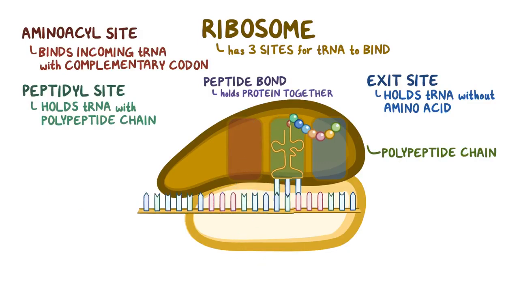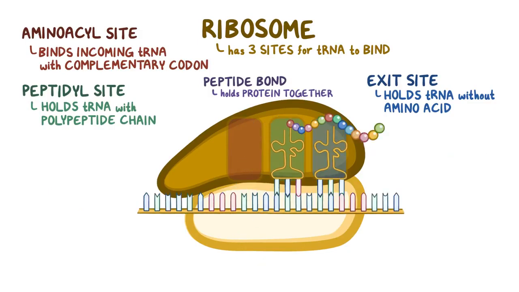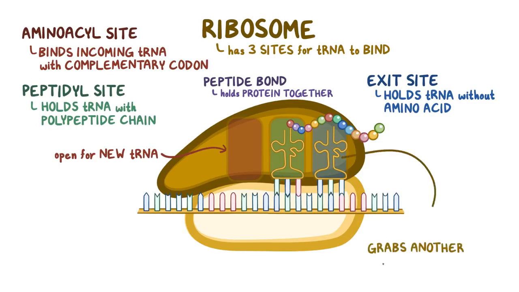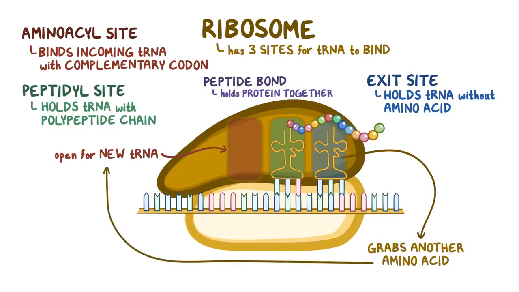After that, everything moves by one site. The now empty tRNA in the P site moves to the E site. The tRNA with the polypeptide chain moves from the A site to the P site. The A site becomes open for a new tRNA to bring another amino acid. Finally, the tRNA in the E site leaves, grabs another amino acid in the cytosol, and returns to float around the A site to repeat the process when needed. So as the ribosome slides down the length of mRNA, it leaves behind a polypeptide tail, which is our growing protein.